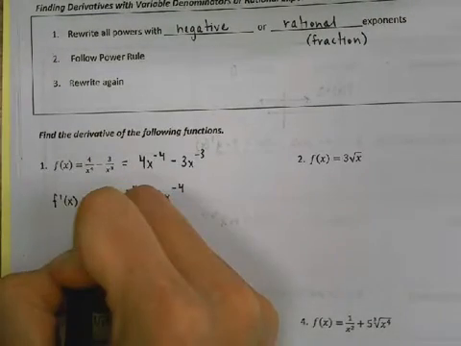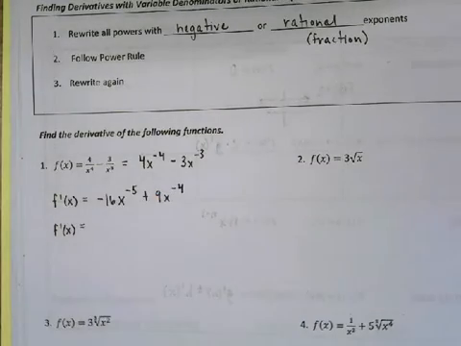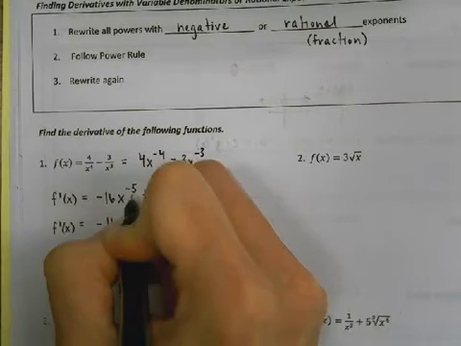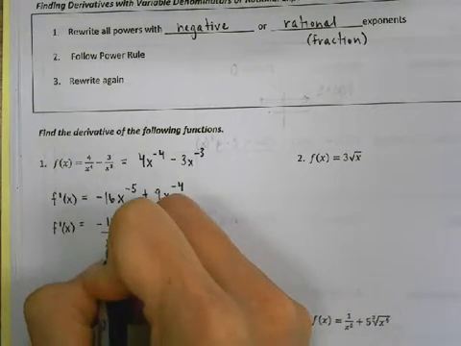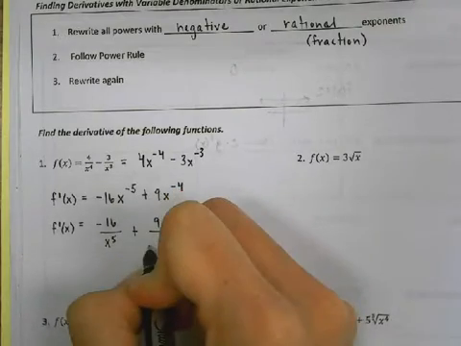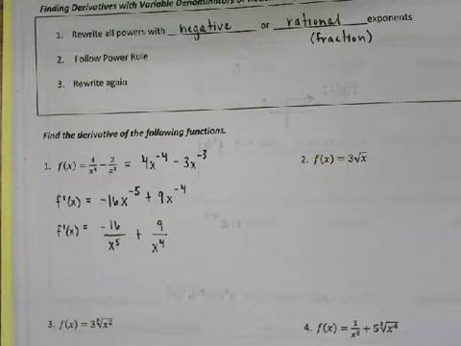And so now I'm just going to rewrite this. And I know that f prime of x, I'm going to make all my exponents positive again. So I have negative 16. To make that exponent positive, I'm going to drop it down to the denominator. And I'm going to do the same thing with my second term. And that's my derivative.